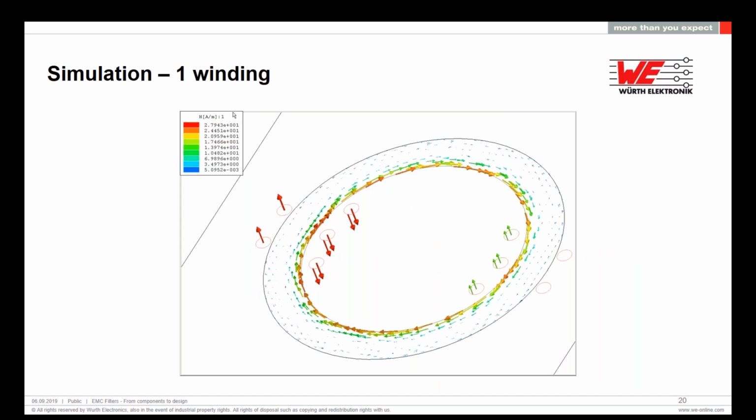Here we have a small simulation. I will skip through this really fast. This is just to see what happens when we create a current in a winding wound on a core. We will be creating a magnetic field, and this magnetic field will be in one direction on the core.